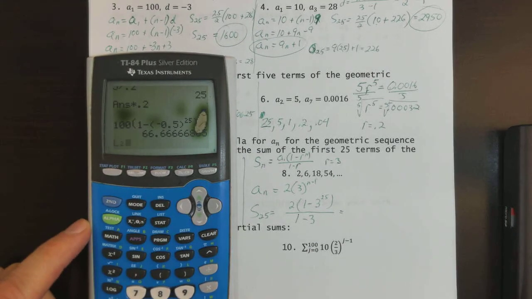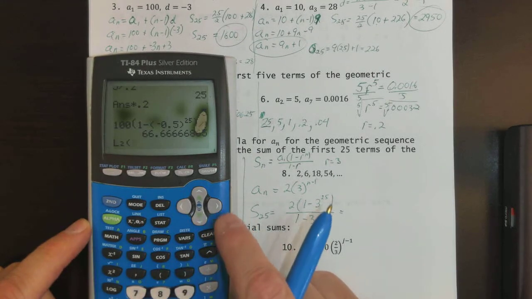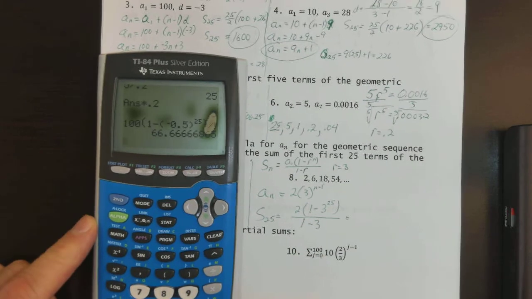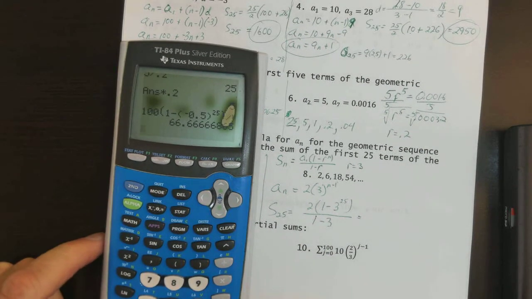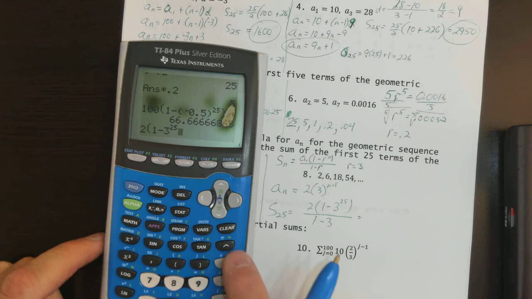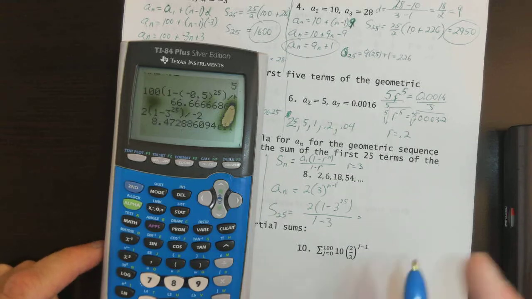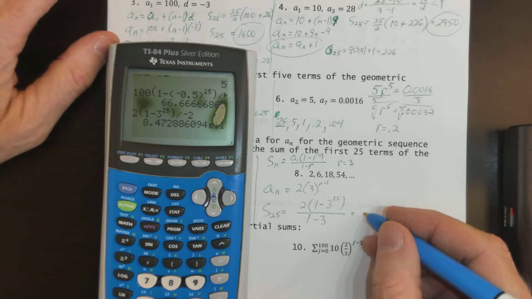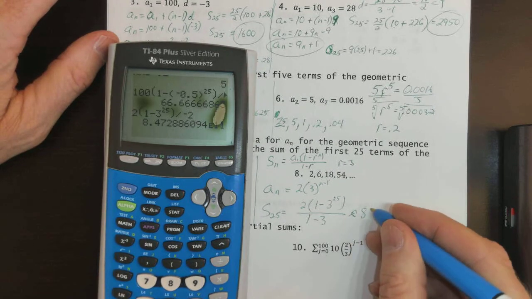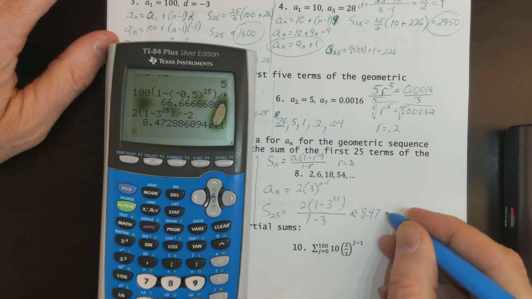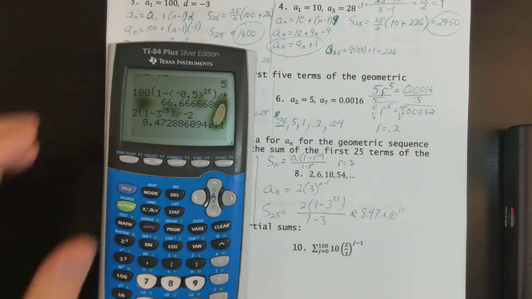So we got 2, whoa, how did I get out there? Must have had the shift key on. All right. 2 paren 1 minus 3 to the 25th. Bring that cursor down. Divided by negative 2. Okay, I'm going to go approximately 8.47 times 10 to the 11th power. That's what I got there.